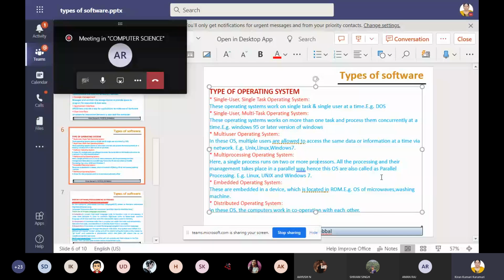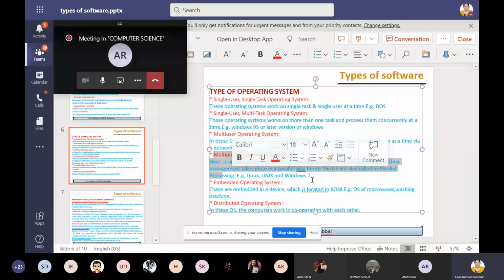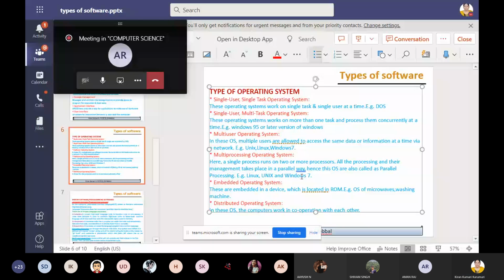Hence, this operating system is also called as parallel processing. Multi-processing is also known as parallel processing. Got it, children? So Linux, Unix and Windows 7 operating systems are the examples for this. Then embedded operating system, जैसे washing machine on करते हैं, नहीं तो अपना अभी even your vehicles also nowadays, right? So it will be automatically showing how much distance you have traveled and how much petrol is left out, right? Embedded, okay, within, inbuilt. Got it?